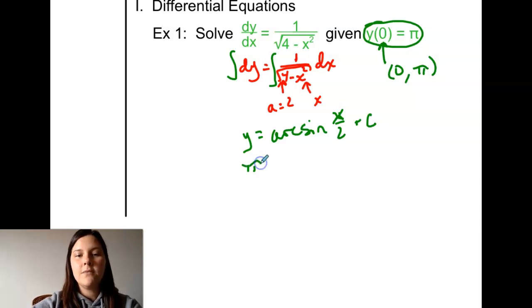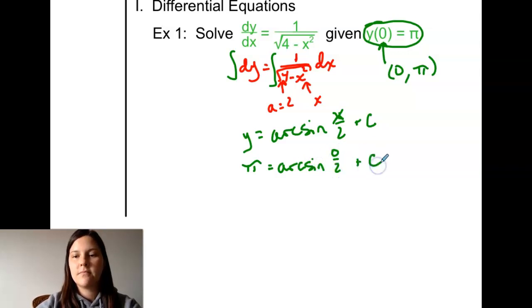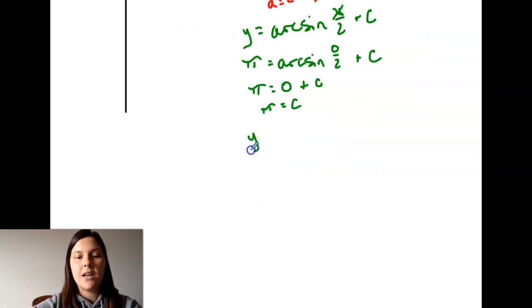Again, y was pi, and x was 0. So we're thinking about the arcsine of 0. What angle gives us a sine value of 0? Hopefully you came up with 0. So we get pi equals c. Rewriting our integral with pi instead of c, we get y equals the arcsine of x over 2 plus pi.